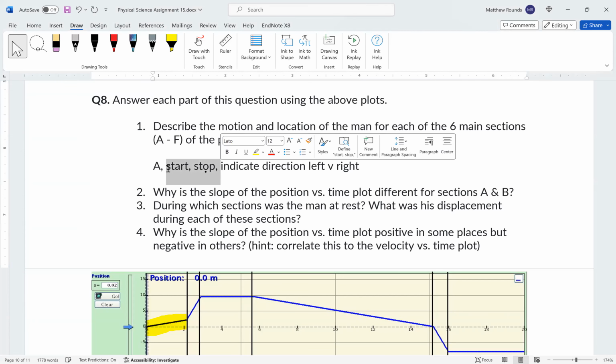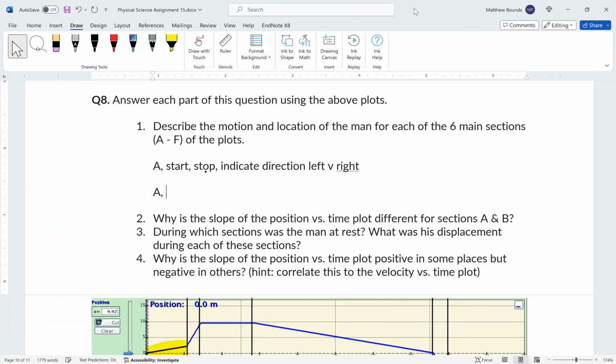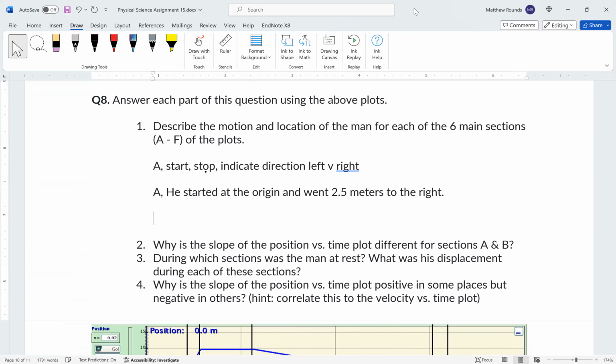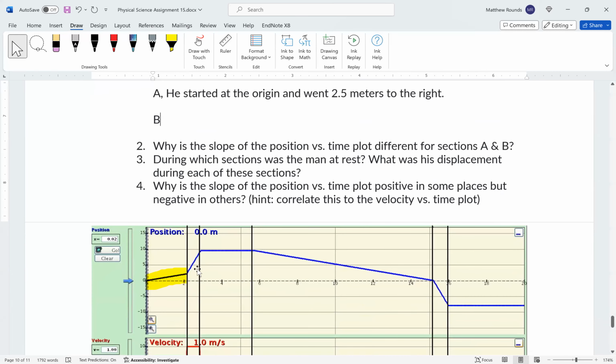So you might even say the origin, and went 2.5 meters to the right. Okay, very good. Now B is this next one. I'll use red here. So you want to say that he started at 2.5 meters, and where did he end?